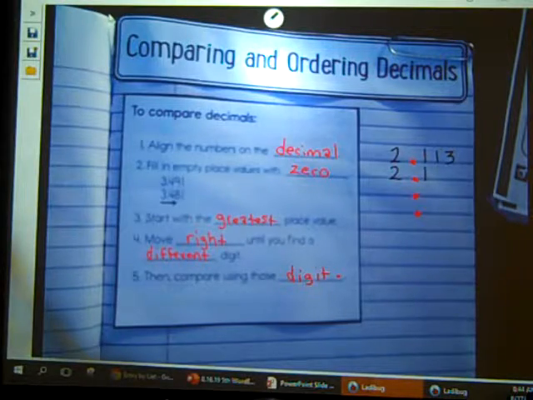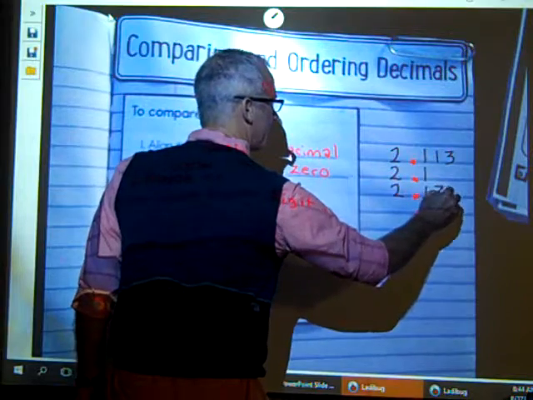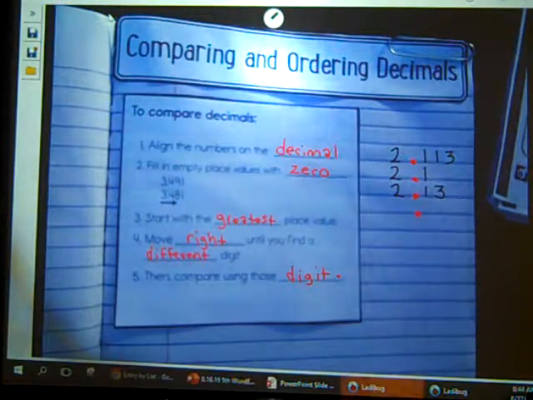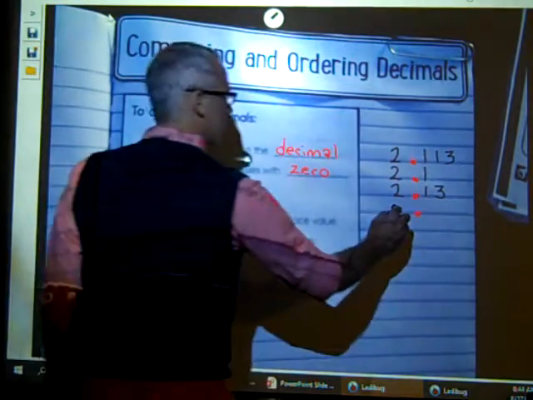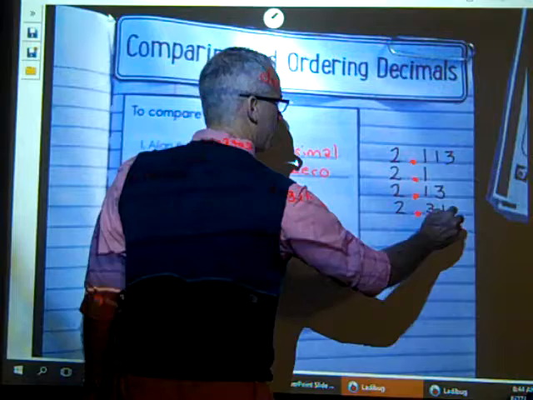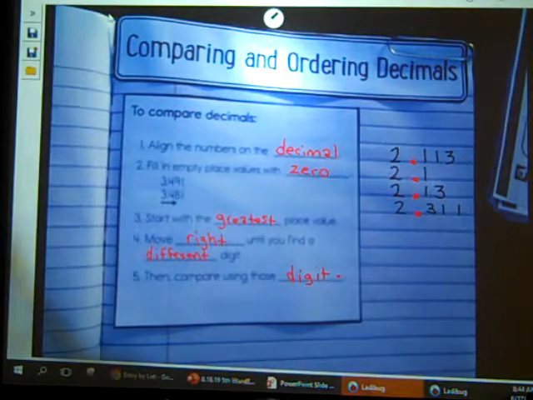The next number I want you to write is 2 whole and 13 hundredths. And the last number I want you to write is 2 and 311 thousandths. So far so good? Do I have 4 numbers?